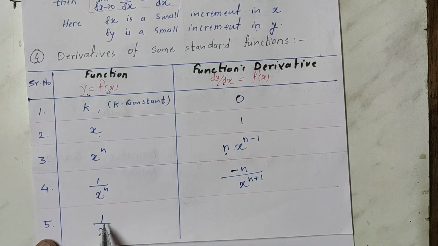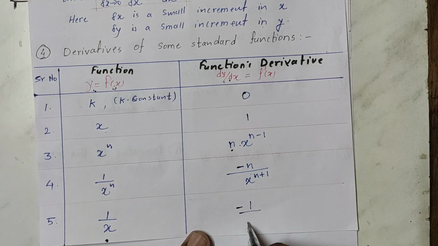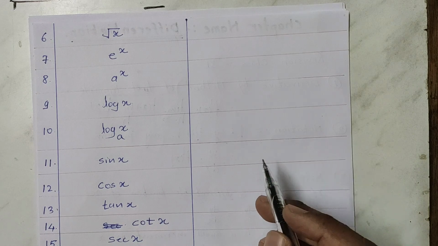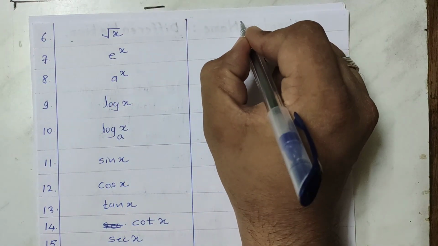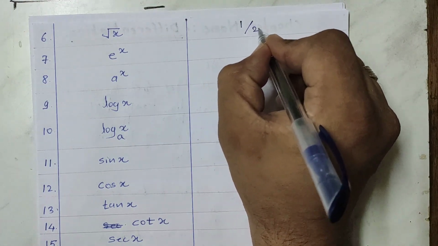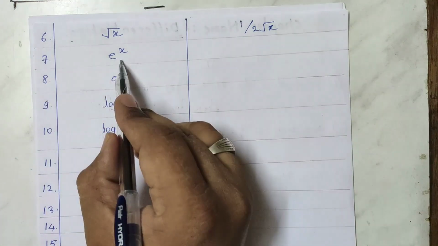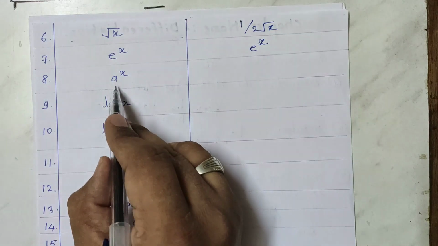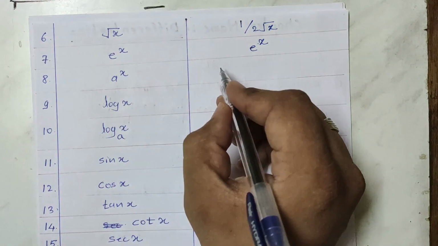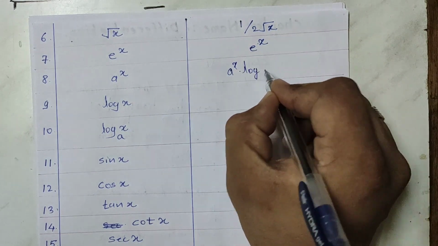Then the fifth one, 1 upon x, its derivative is minus 1 upon what? x square. Then the sixth function, root x. What is the root x derivative? 1 upon 2 times root x. Then the next function, seventh one, e raised to x. The e raised to x derivative is e raised to x. The a raised to x derivative is a raised to x into log a.